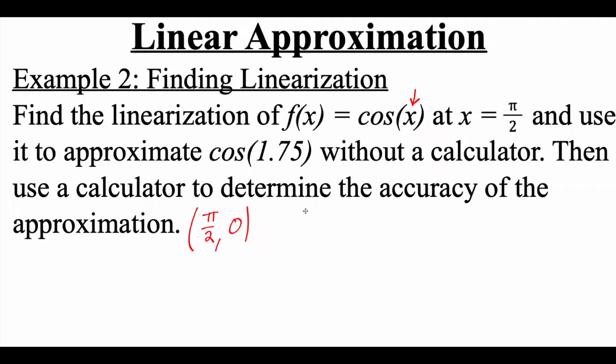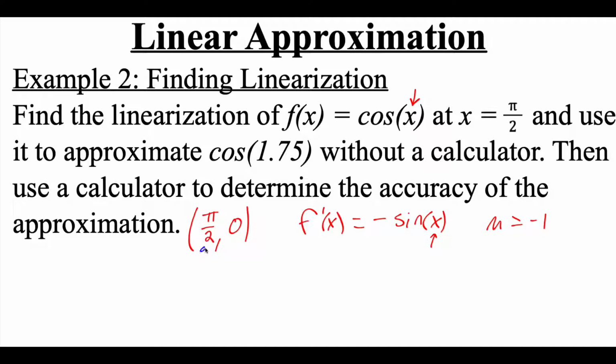Now the next thing we need to do is find the derivative of this cosine function, and the derivative of cosine is negative sine of x. But then to specifically find the slope at the x value of pi over 2, we would want to plug that into our derivative that we just got here. So the sine of pi over 2 is 1, but if we attach a negative to that, then we get a slope of negative 1.